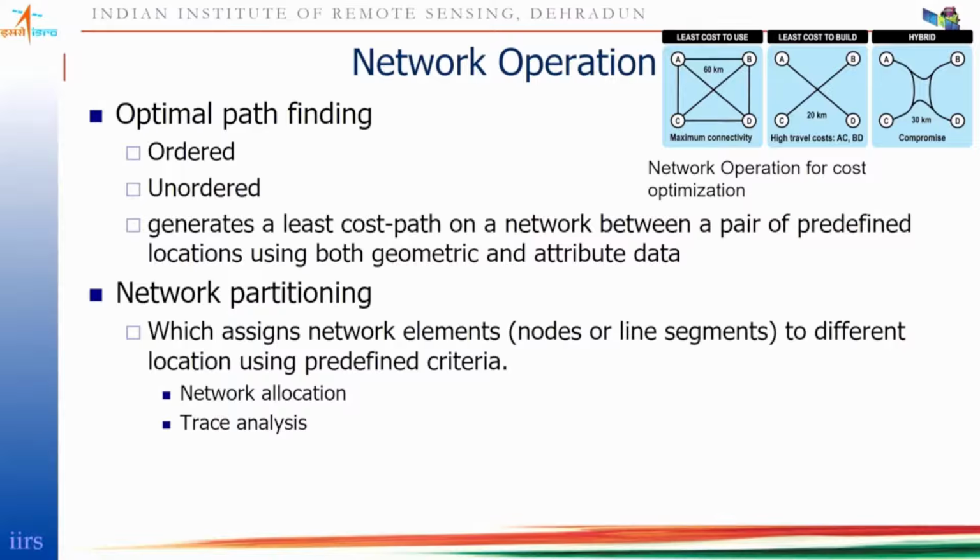which is not possible in your Google Maps and so on. Then there are cases where network partitions can be done. Allocation and trace analysis actually fall under that category. It's basically defined based on the criteria specified, like within 10 minutes of travel, or 10 kilometers, or which locations can be reached from one location at a distance of 10 kilometers, and so on. Those kinds of things can also be carried out.